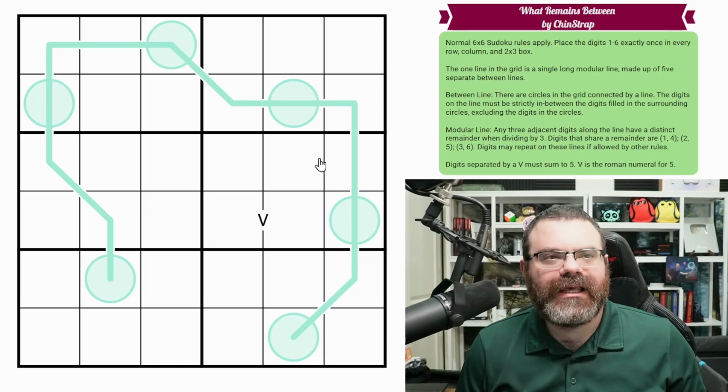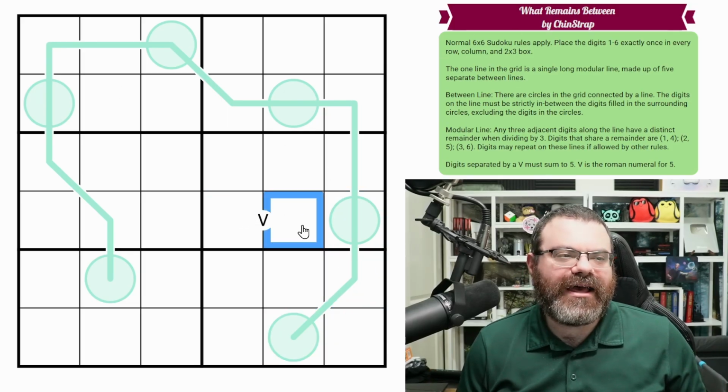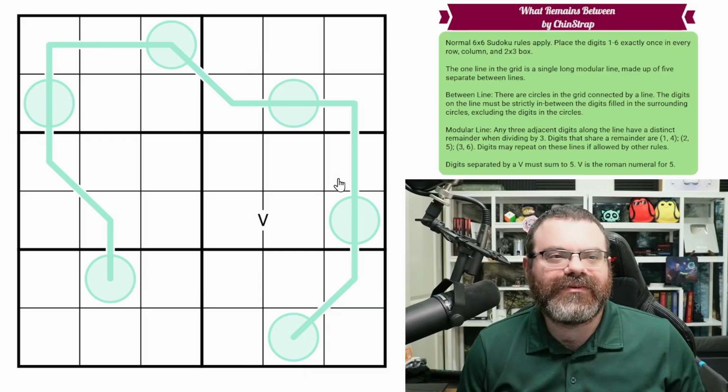Just to be clear about visuals. Kind of nice to specify that when it could be unclear. Just sticking that in the rules really helps. All right, so between lines. How do between lines work?